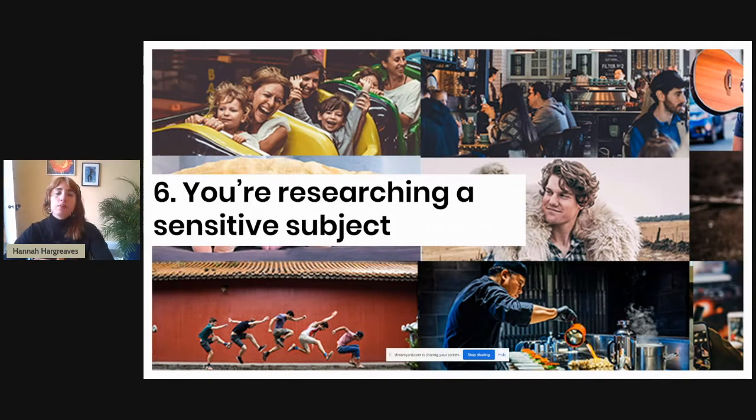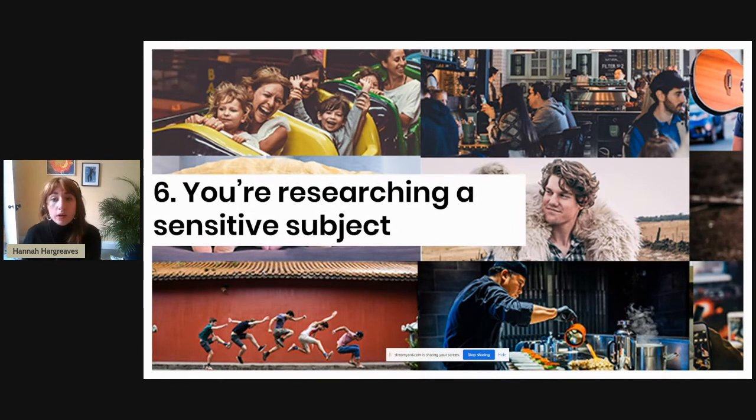Okay, area number 6 is when you're researching a sensitive topic. So this could be anything from conversations around health or mental health or finances or even things like sex lives or taking drugs. So often if you want to explore a topic like this in any great depth, you'll need a really skilled qual researcher who can make the respondent feel at ease and who can ask those probing questions to really get to the truth of how someone feels.